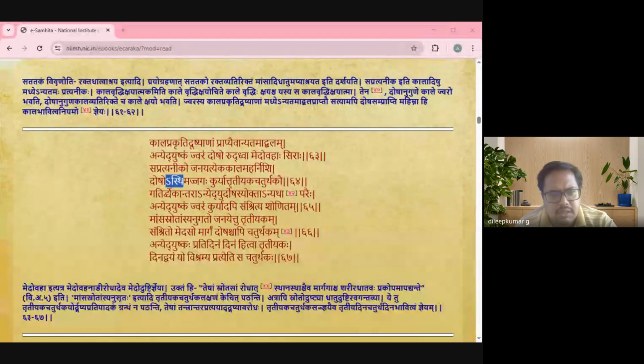Whereas in Chaturthaka Jwara, there will be Jwara with an interval of 2 days. That is, Jwara will be there on the first day, on the second and third day there will be no Jwara, and Jwara will be seen on the fourth day. So that is the Chaturthaka Jwara.